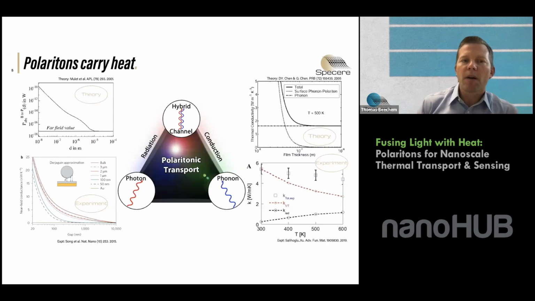And so for quite a long time, we've known this from the perspective of radiation. Some work from J.J. Greffet's group in 2001, which I'm showing up here in the top left-hand corner, shows that as you get two surfaces very, very close to each other, so submicron again, the heat transport due to radiation far exceeds the black body limit.